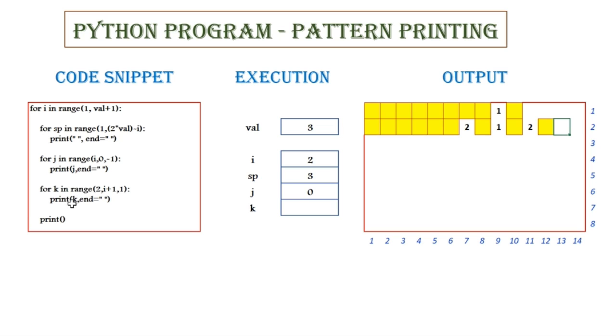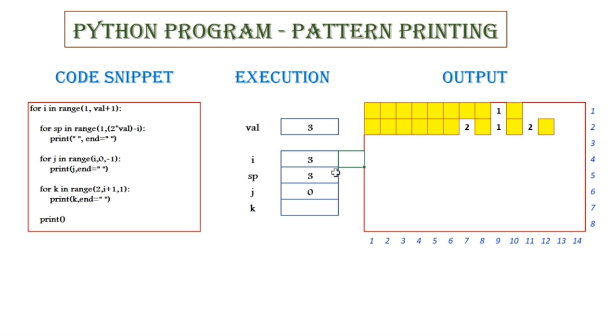Next, the value of k increments by 1. So it becomes 3 comma 3. The control exits from this nested for loop and then it prints a new line. So the print will now happen in the next line. Now the value of I will be 3 for SP in range of 1 comma 6 minus 3. So it is going to be 1 comma 3.